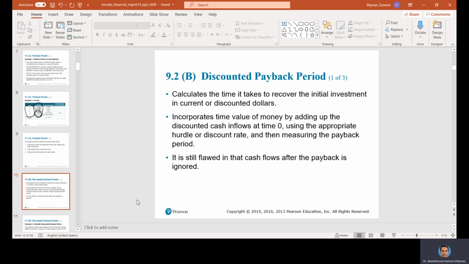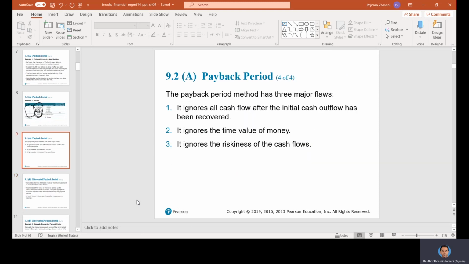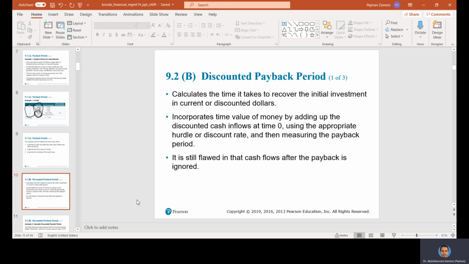Okay, what to do? In order to overcome some of these issues, there is another method which is called discounted payback period. This method calculates the time it takes to recover the initial investment in current or discounted dollars. Keep it simple, it means that all the cash inflows would be discounted back to the present time and compared with the initial outlay.